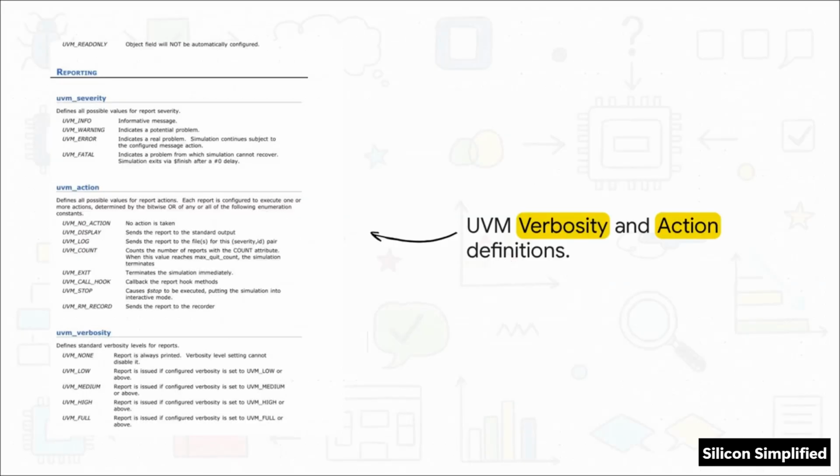And these levels aren't just arbitrary words, they are strictly defined constants within the methodology, ranging from UVM none all the way up to UVM full. This standardization is exactly what allows UVM components written by completely different teams, or even different companies, to interoperate seamlessly.